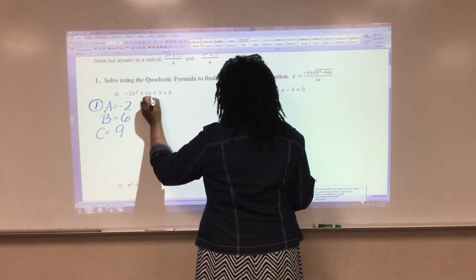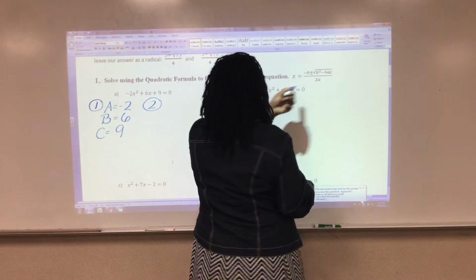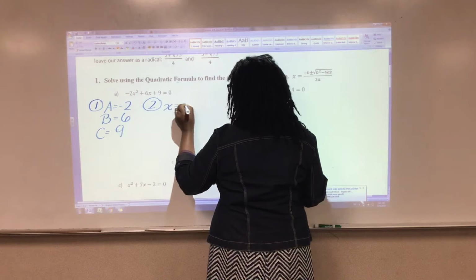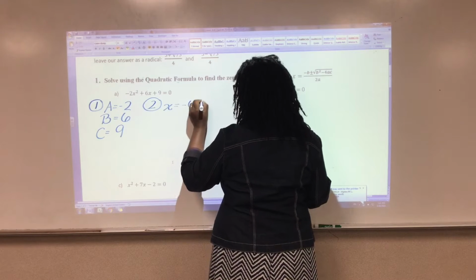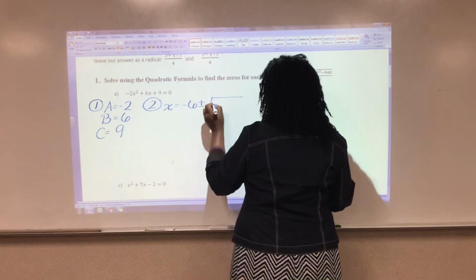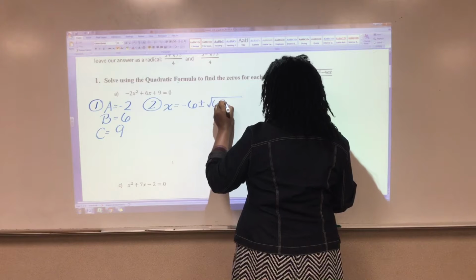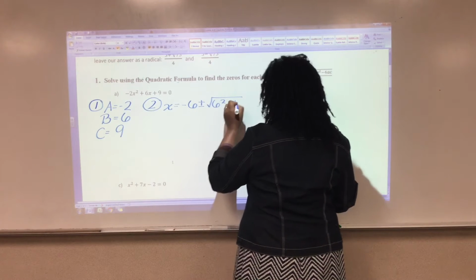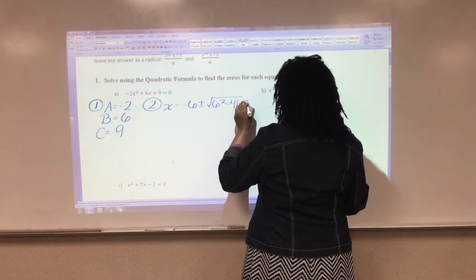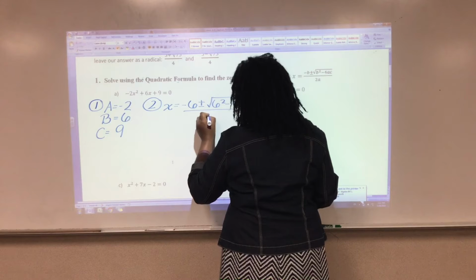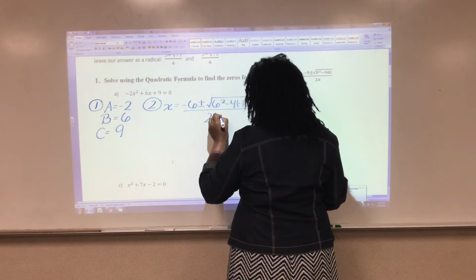Step 2 is to plug it into the formula. It's located on your paper. So X is equal to -B, or -6, plus or minus, here comes our long radical, B squared, 6 squared, minus 4, and then we're going to do A times C. So -2 times 9 is -18. All over 2 times our A value, which is -2.